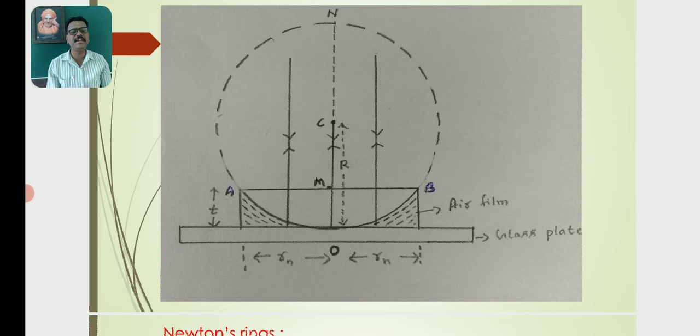Let Rn be the radius of the nth ring from the center and either side of the lens. So that is what we saw in the above diagram, where the alternating bright and dark fringes are formed, due to the reflected method, by the method of division of amplitude.